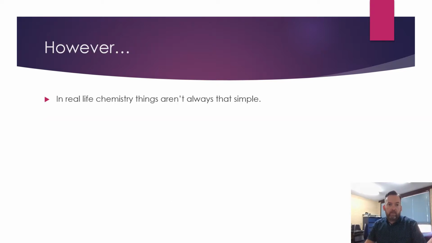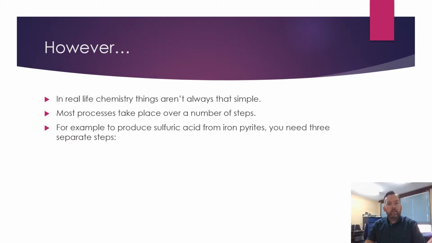Okay, however, in real life chemistry, things aren't always that simple, unfortunately. Many processes take place over a number of different steps. Might be 2, might be 3, might be 4, might be 5, might be even more than that. So here's an example. To produce sulfuric acid from iron pyrites, you need 3 separate and distinct steps. First of all, you take the iron pyrites and react with oxygen, forms iron oxide and sulfur dioxide. Take the sulfur dioxide, react it with more oxygen, forms sulfur trioxide. Take the sulfur trioxide with water, and you can make sulfuric acid.